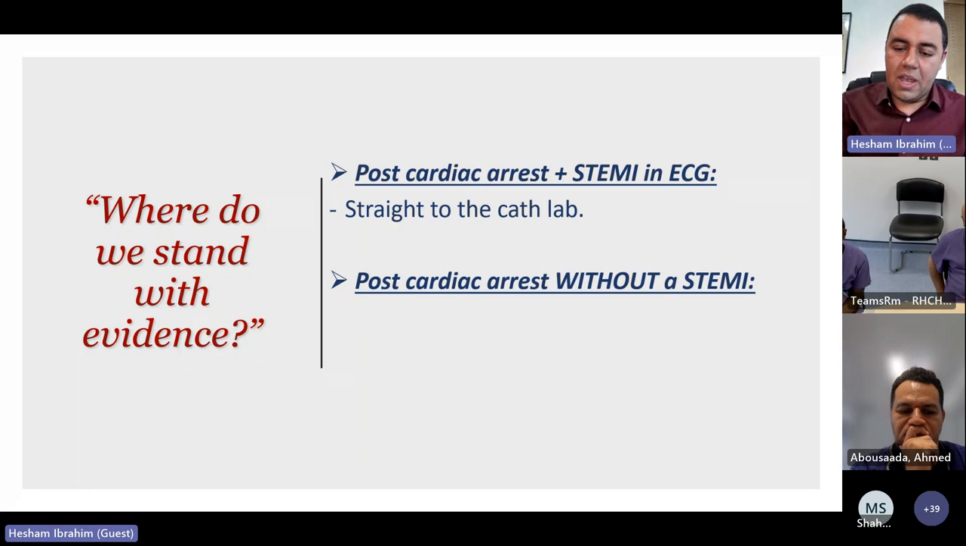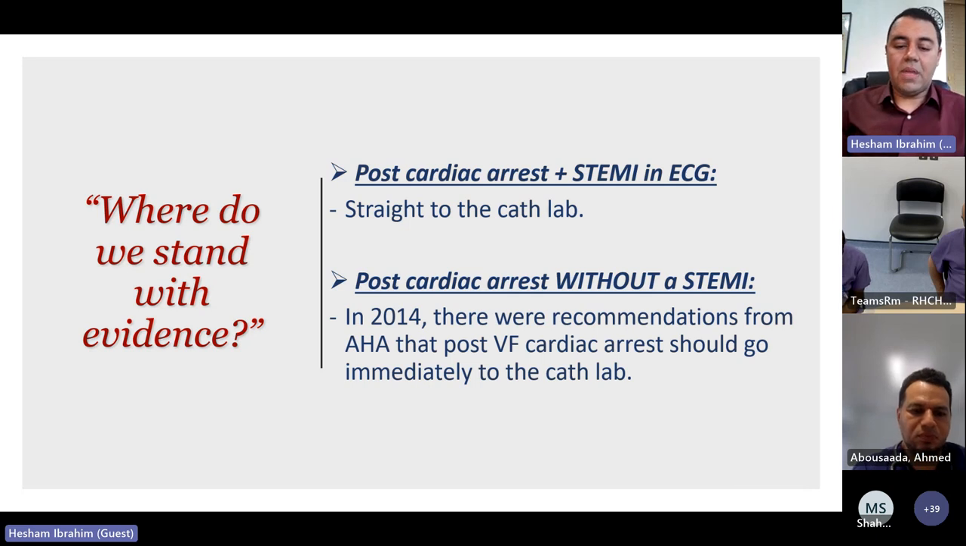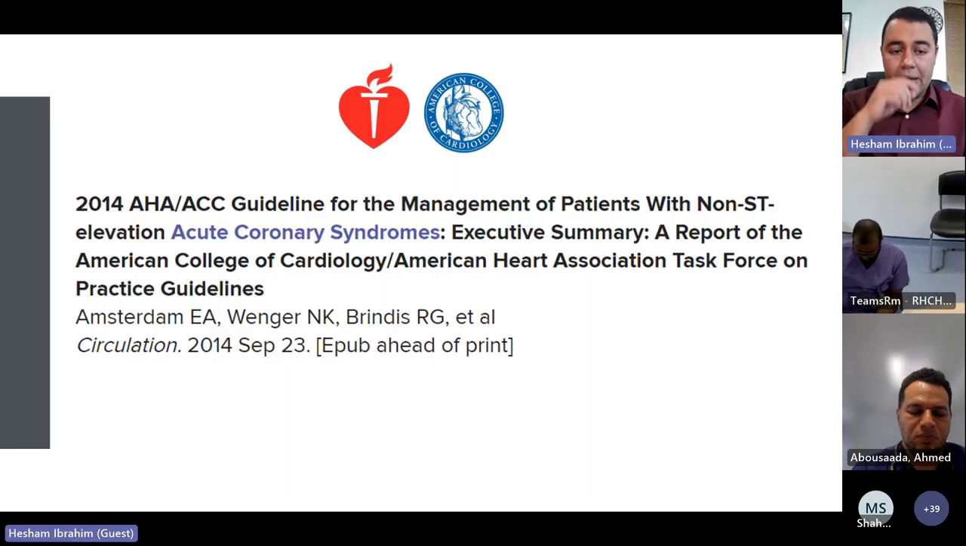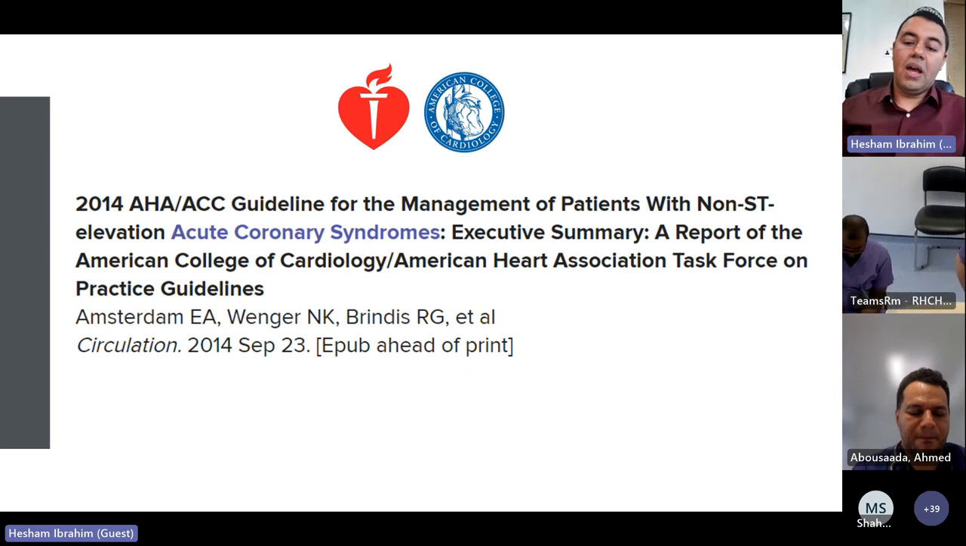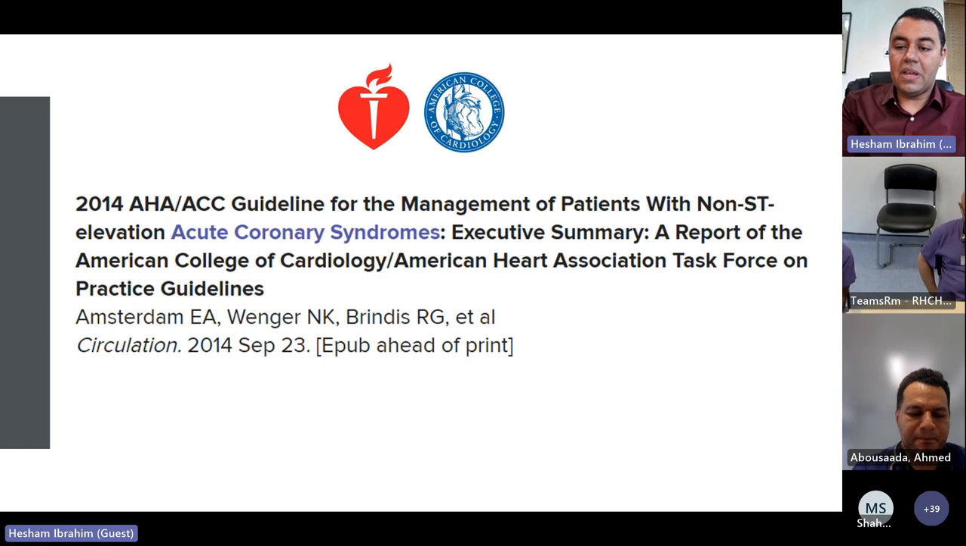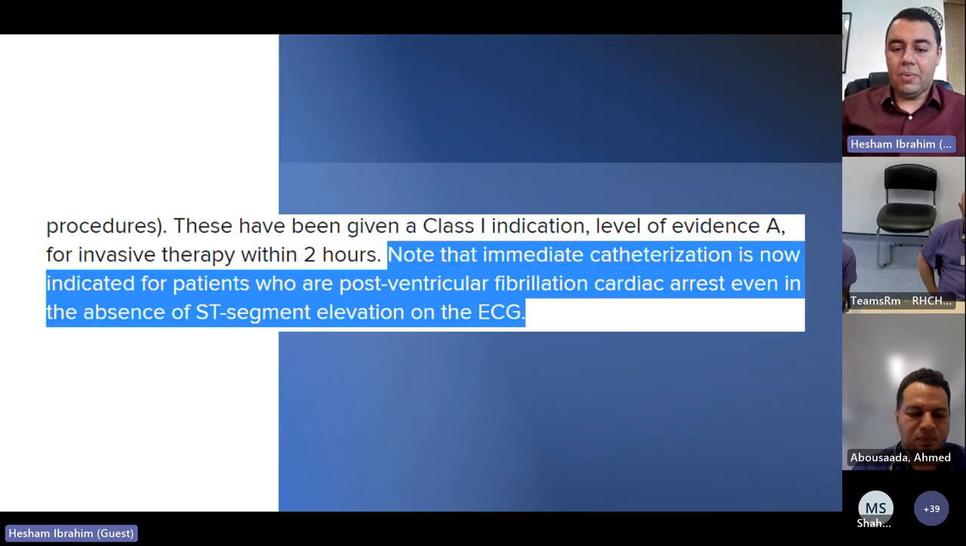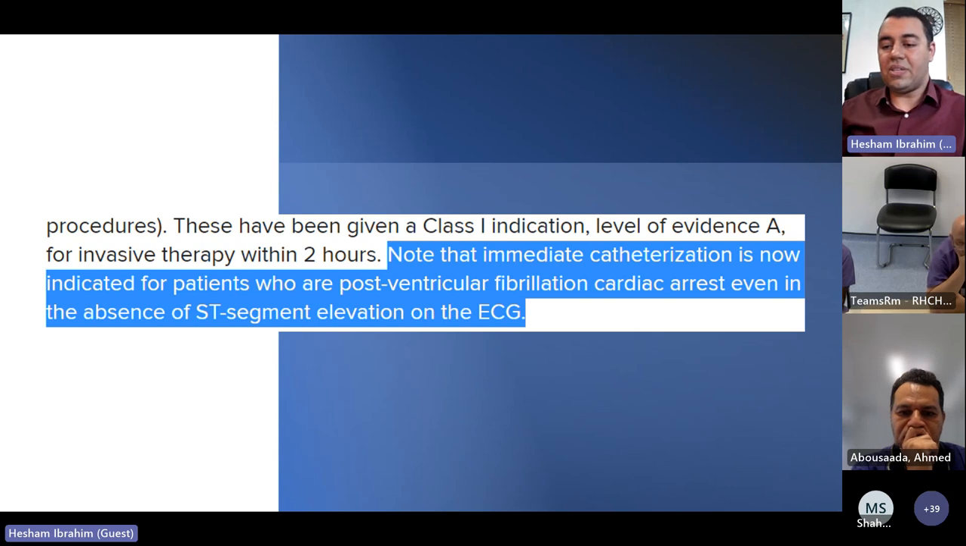So if you do some evidence search here, you will find that in 2014, there were clear recommendations from the American Heart Association that any post-VF cardiac arrest should go immediately to the cath lab. So if we go back to 2014 and have a look at the American Heart Association and American College of Cardiology guidelines on managing these patients with non-ST elevation acute coronary syndromes, post-VF cardiac arrest, they put there the following. Immediate catheterization is now indicated for patients who are post-VF cardiac arrest, even in the absence of ST elevation in their ECGs. Crystal clear, no doubt, no discussion. Any patient who's post-VF cardiac arrest without ST elevation should go to the cath lab immediately.